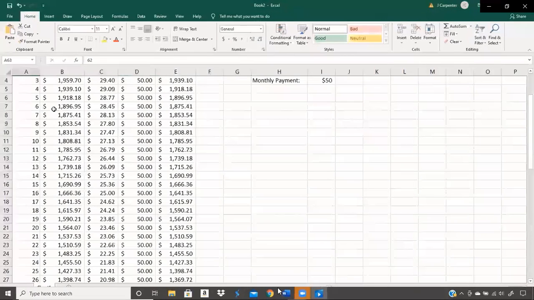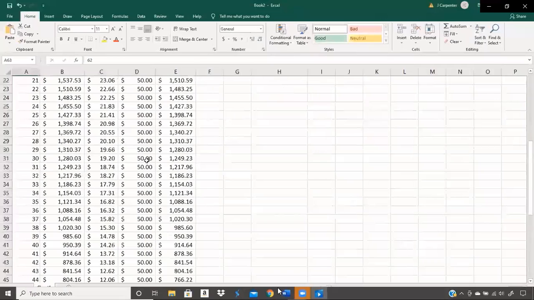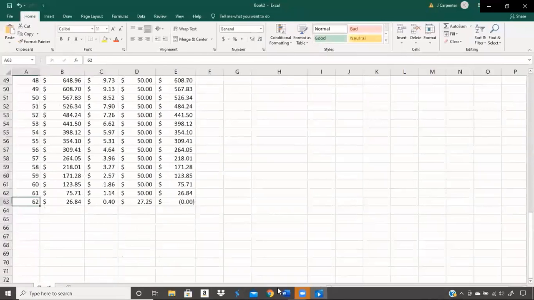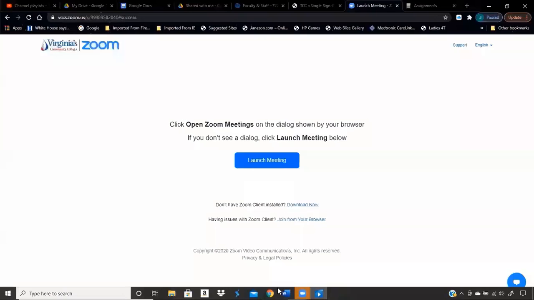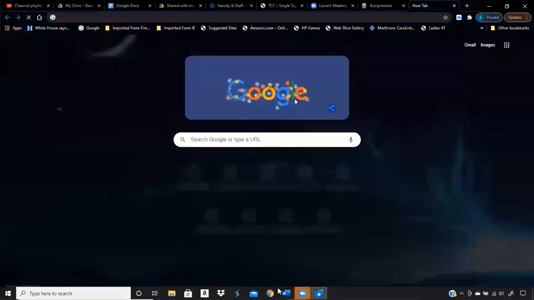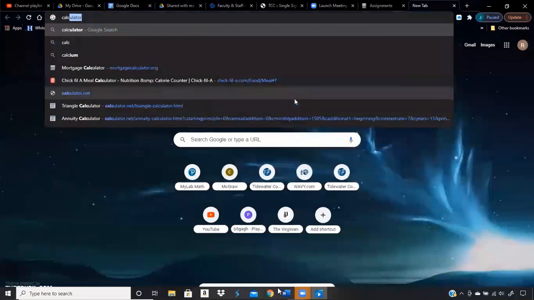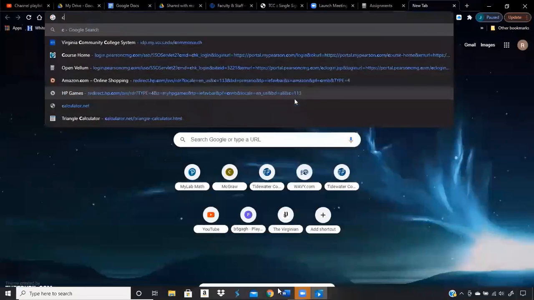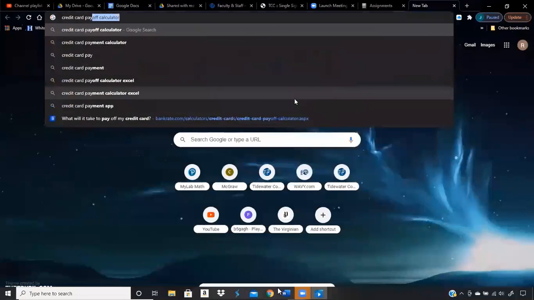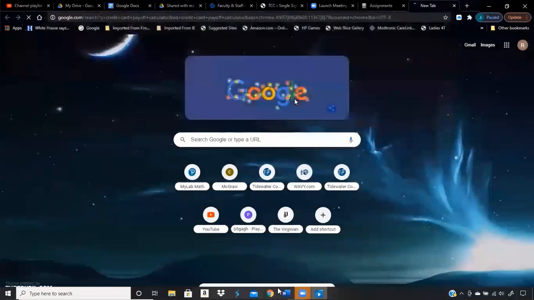All right, so Excel helped us figure out how many months it would take to pay this off. Maybe you hate Excel and maybe you just want to go to the internet. So you go to the internet, you go to calculator, payoff, oh sorry, credit card payoff calculator. I've clearly typed before.